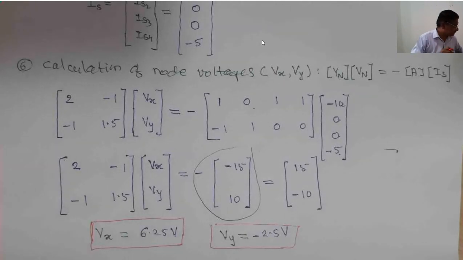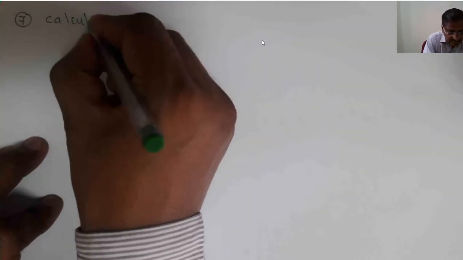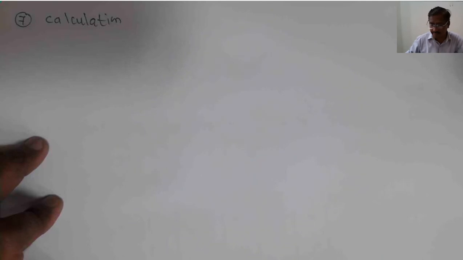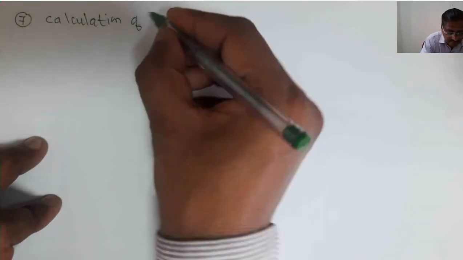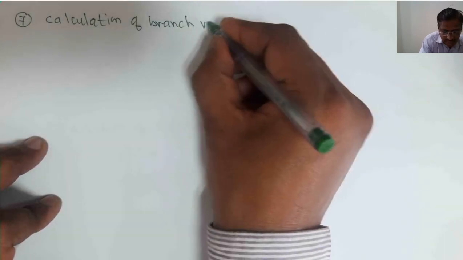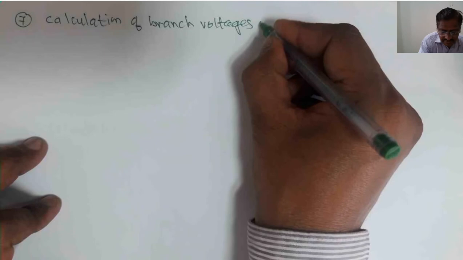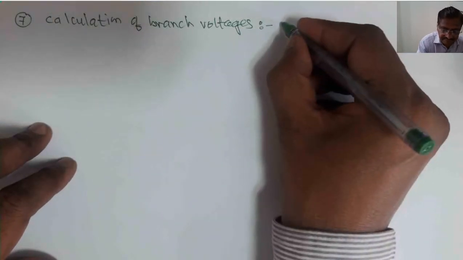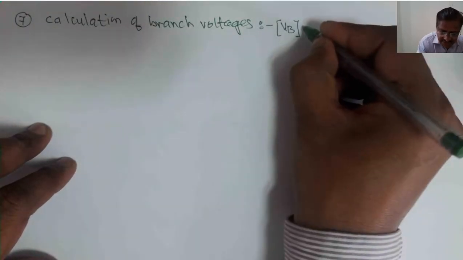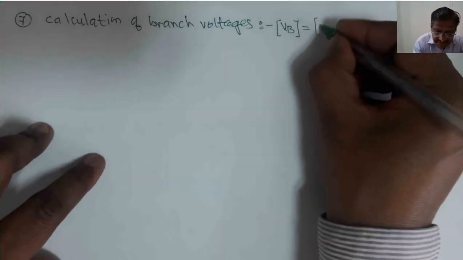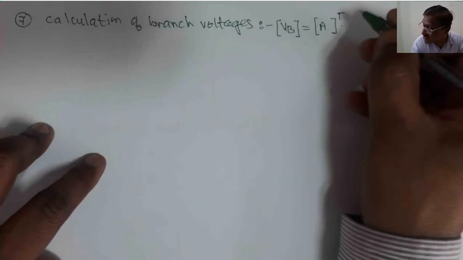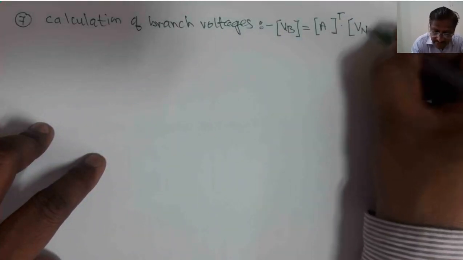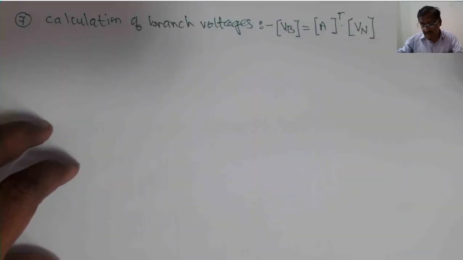But in our case, what is the asked thing? Point number 7, calculation of branch voltages. How is the equation? The matrix VB, that is the branch voltages, is equal to A transpose into Vn, which is nothing but the node potentials.